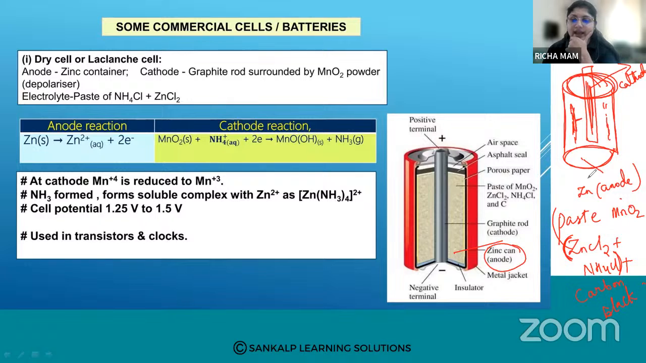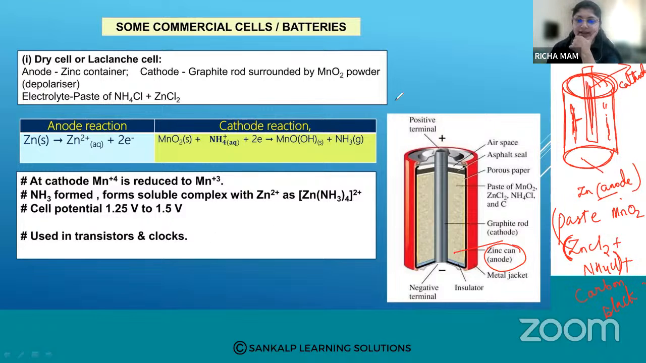So that is a zinc can. Okay, it is acting as an anode. Then in the center you have the graphite rod, which is acting as a cathode. Then next to the graphite you have a paste of MnO2 and ZnCl2. And the gaps of this electrode are filled with ammonium chloride and carbon black.